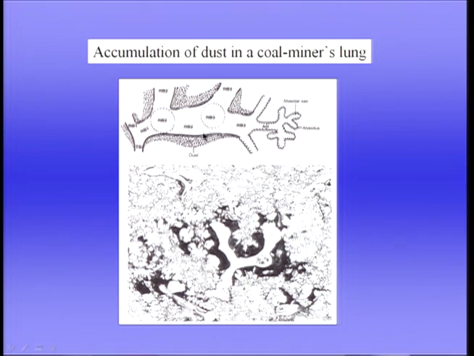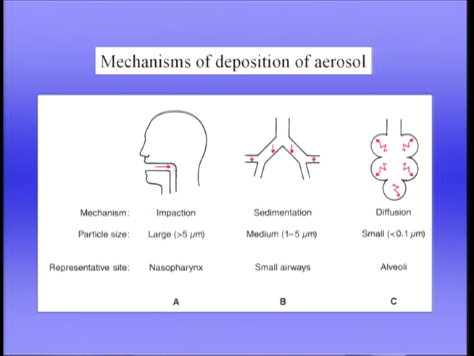Okay, the third mechanism of deposition is diffusion. Now, diffusion rates for aerosol are generally small anyway, but once you get down to very small particles, less than 0.1 of a micron, then diffusion starts to occur, and this can be a reason why some aerosol can find its way to the alveoli. Not much of it, but the most peripheral regions of the lung can get some aerosol deposition by diffusion.